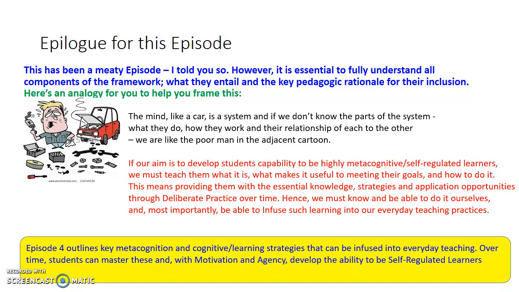And finally, just an advanced organizer, in episode 4, we will look at these strategies, the metacognitive and cognitive learning strategies, that we can systematically infuse into our everyday teaching.